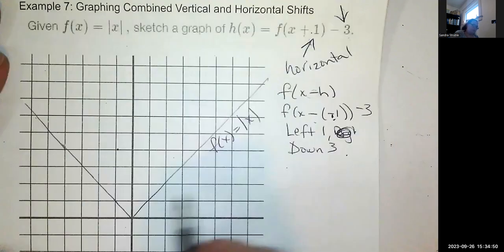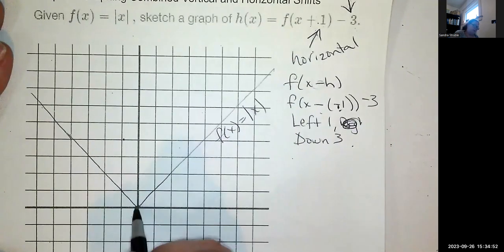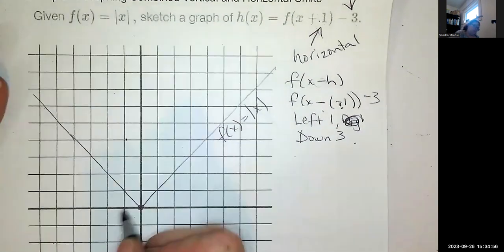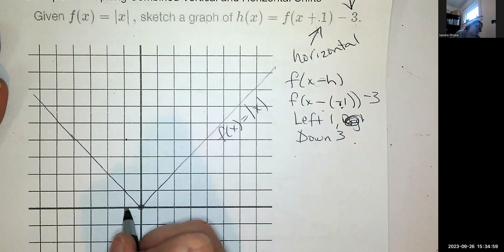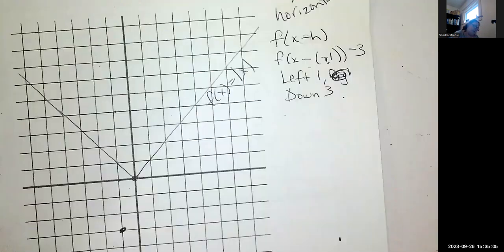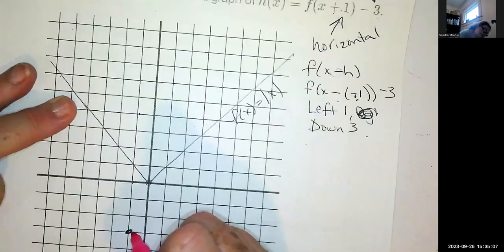So from the original function, the whole thing is going to shift to the left and down. So this point would go to the left 1, and then down 1, 2, 3. That is where that new point is. So now I can draw my new transformed function.